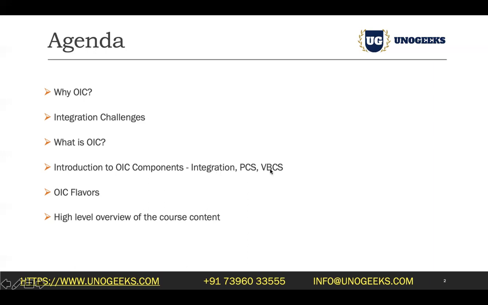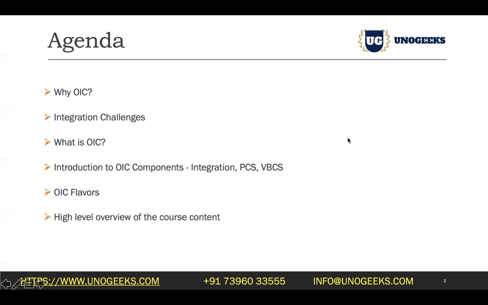But apart from this, you do have a VBCS and a PCS combination. VBCS stands for Visual Builder Cloud Service, and it helps you to build mobile or web applications. And if that web or mobile application needs approval process support, say for example, a user logs into this application to submit a request, and that should go through the approval process, then what do you do in such a case? You go to PCS, which stands for Process Cloud Service, and you build an approval process there.